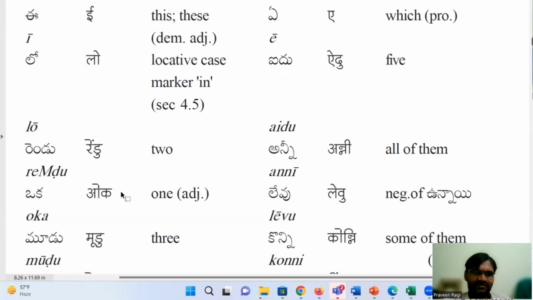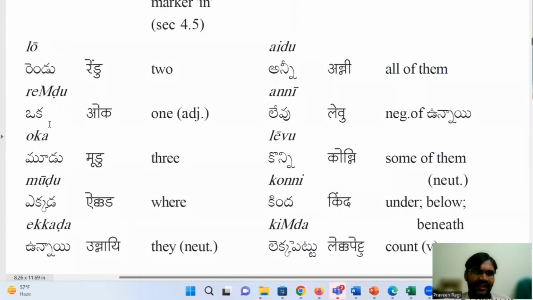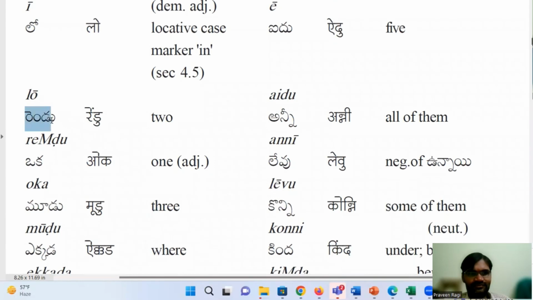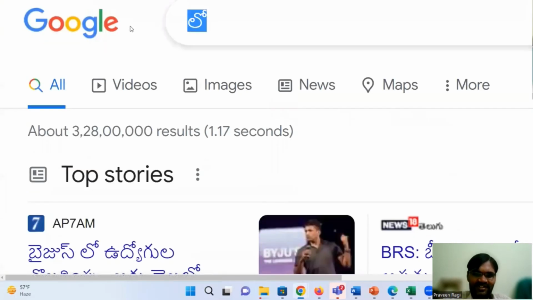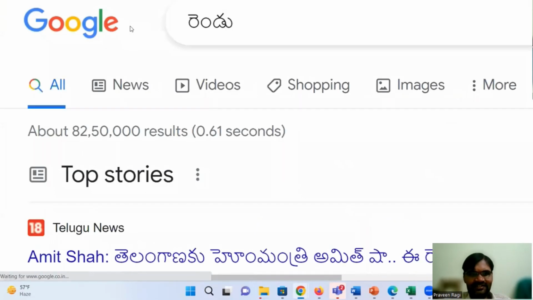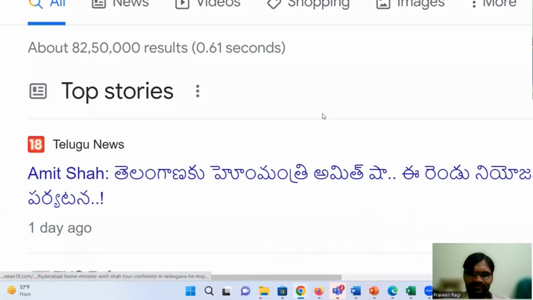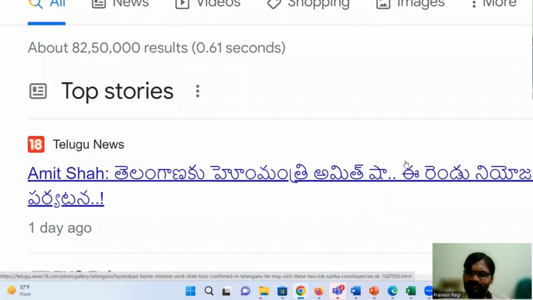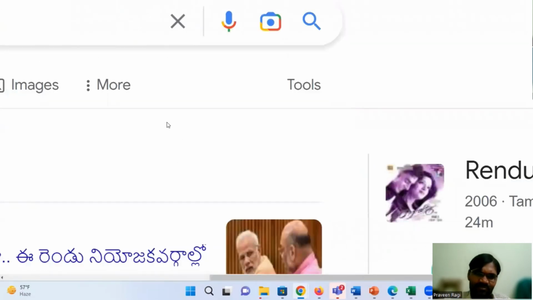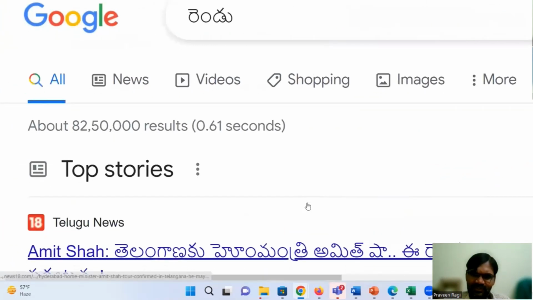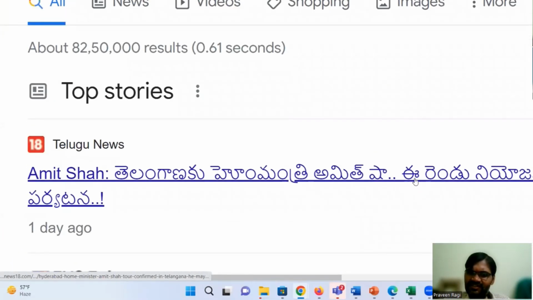Next we have rendu. Rendu means two. But as usual, we'll get some random sentence from Google, then we'll translate. Okay, you can read from here. Something happened. After two dots, there is a word, E-rendu. You read from here up to here. So E-rendu.